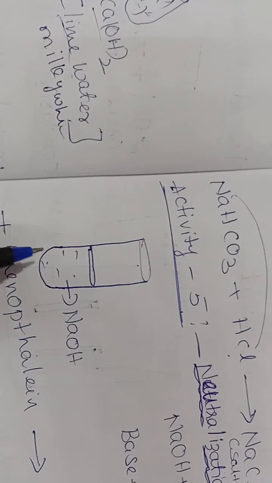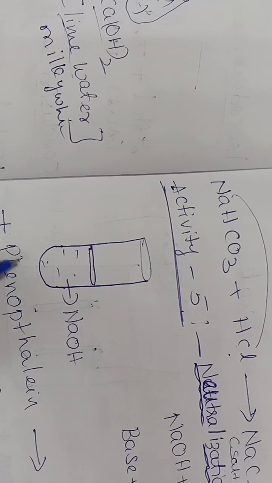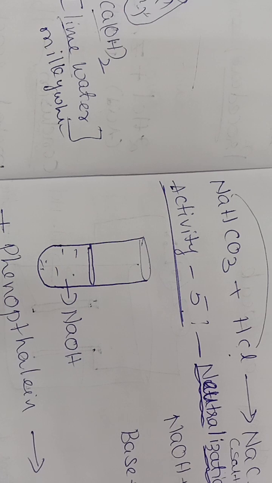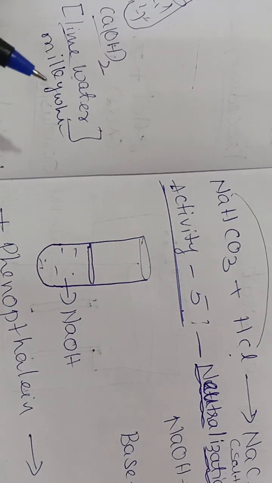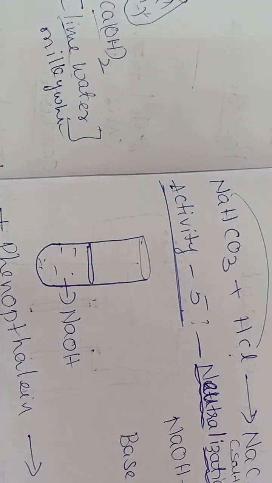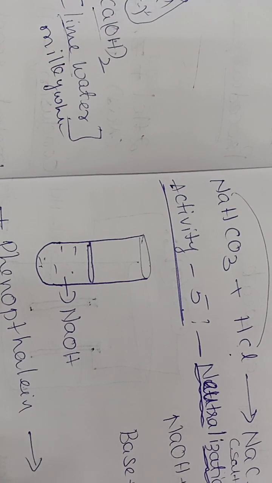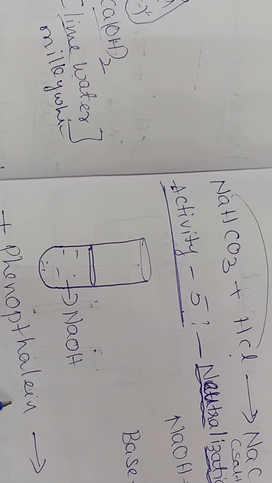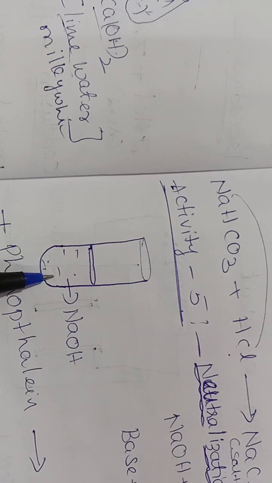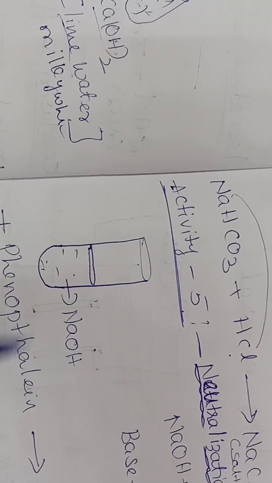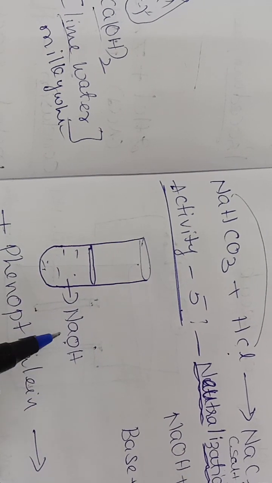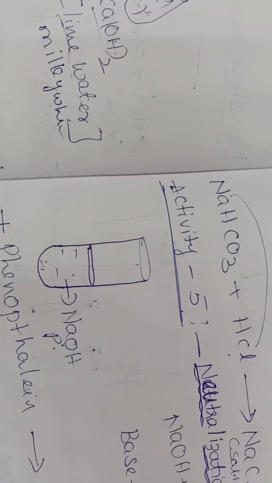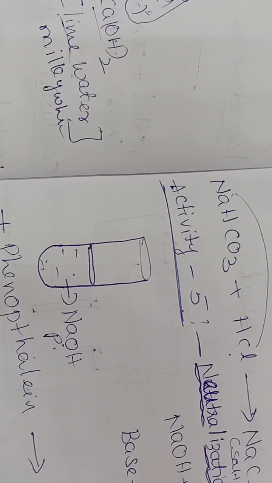A simple lab activity is given in the textbook. Take a test tube. Add sodium hydroxide to the test tube. Right. After that, to this test tube, add 2-3 drops of phenolphthalein solution, which turns the solution pink. Now the solution is pink in color. Okay. Now add acid, diluted hydrochloric acid. Right. Slowly it turns into a colorless solution.